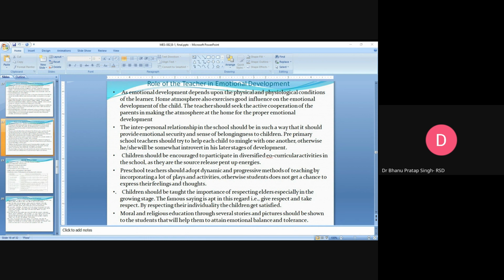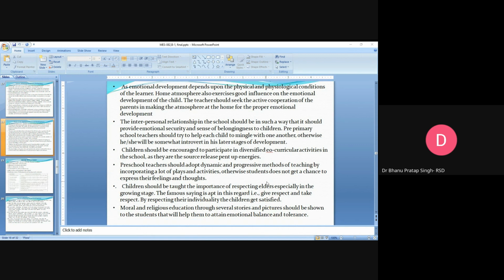Children should be taught the importance of respecting elders, especially in the growing stage. The famous saying is apt in this regard: give respect and take respect. Whatever we are behaving with the child, the child also learns that kind of behavior. So this is the best example: give respect and take respect. By respecting their individuality, the children get satisfied.